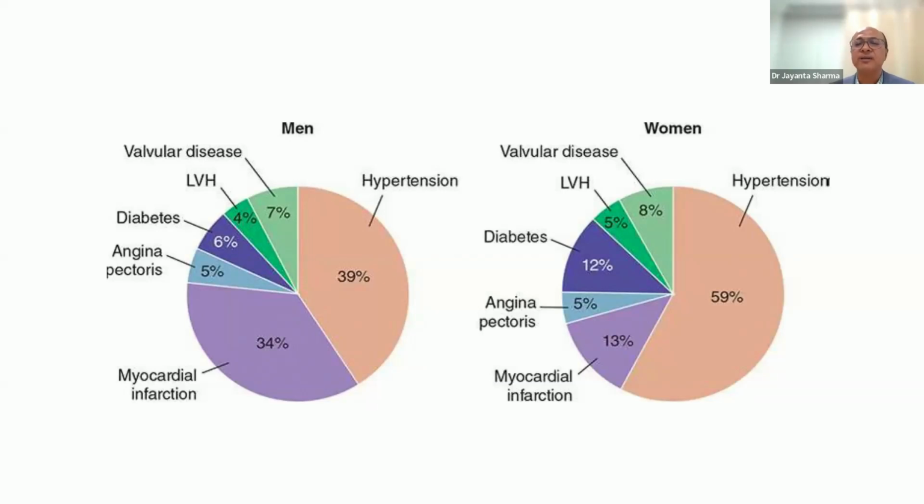Whereas in females, hypertension is the number one cause of heart failure, followed by myocardial infarction, or later on diabetes is another cause of heart failure in the long run in female patients. So this diagram shows the incidence and predominance of heart failure in male and female. In male, it is hypertension, as well as in female, it is again hypertension. But next, in male, coronary artery disease is the predominant cause of heart failure.